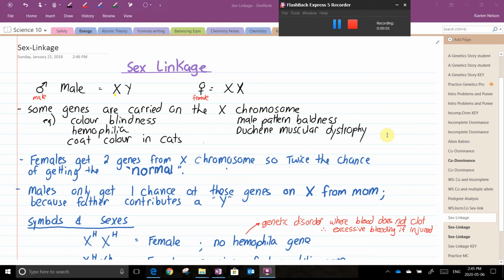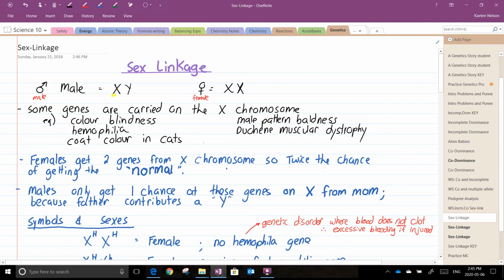This is Science 10, Genetics lesson on sex linkage. Males are given the symbol XY for their sex chromosomes, and females are given the symbol XX. Some genes are carried on the X chromosome, for example, color blindness, muscular dystrophy, and hemophilia. As a result, a higher percent of males carry these disorders.